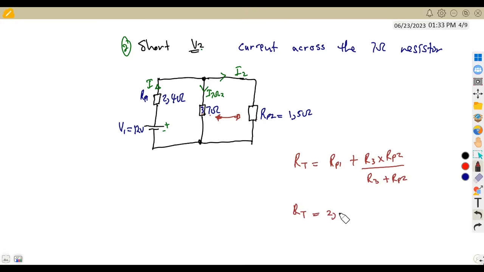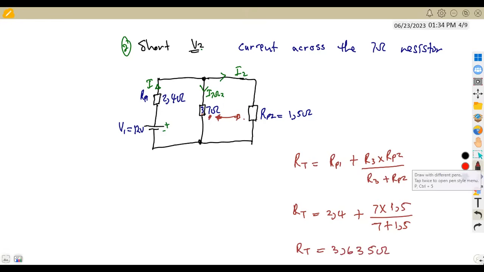RP1 being 2,4 ohms plus the product over sum of these two resistors, R3, which is 7 ohms, so that's 7 times 1,5 over the sum, 7 plus 1,5. All right, so this will give us the total resistance for this part of our circuit, not for the whole circuit, but for the part that we are dealing with, which is going to be something like 3,635 ohms.